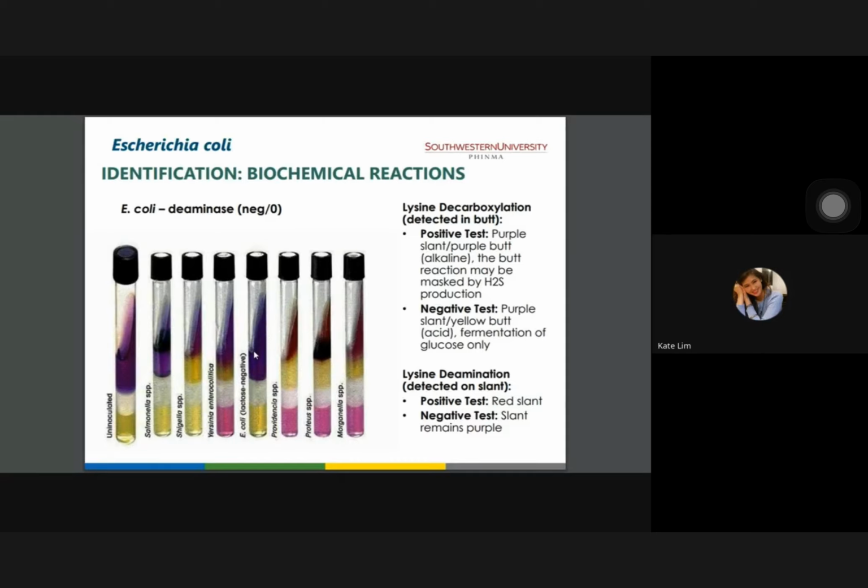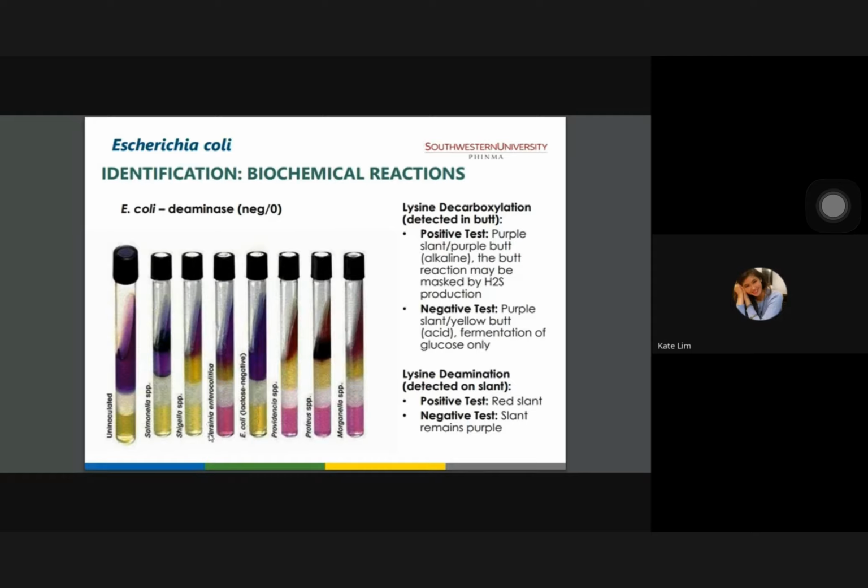Deaminase negative. For E. coli, why is this yellow? If you could remember, E. coli is a lactose fermenter, a glucose fermenter, right? It's a glucose fermenter. So you can see in E. coli, glucose fermenter, so you could see yellow bot, yellow bot in your E. coli.